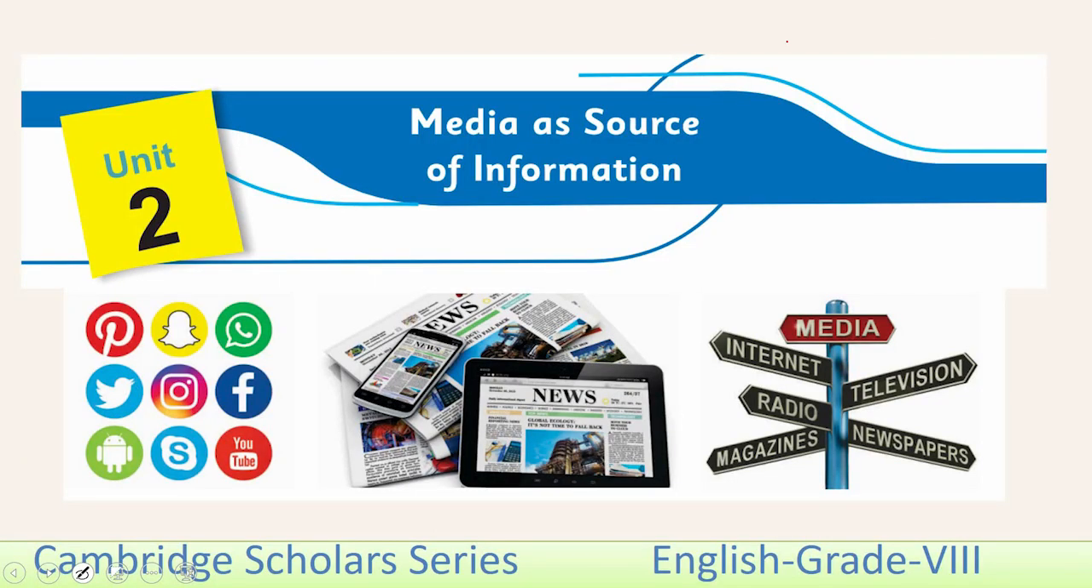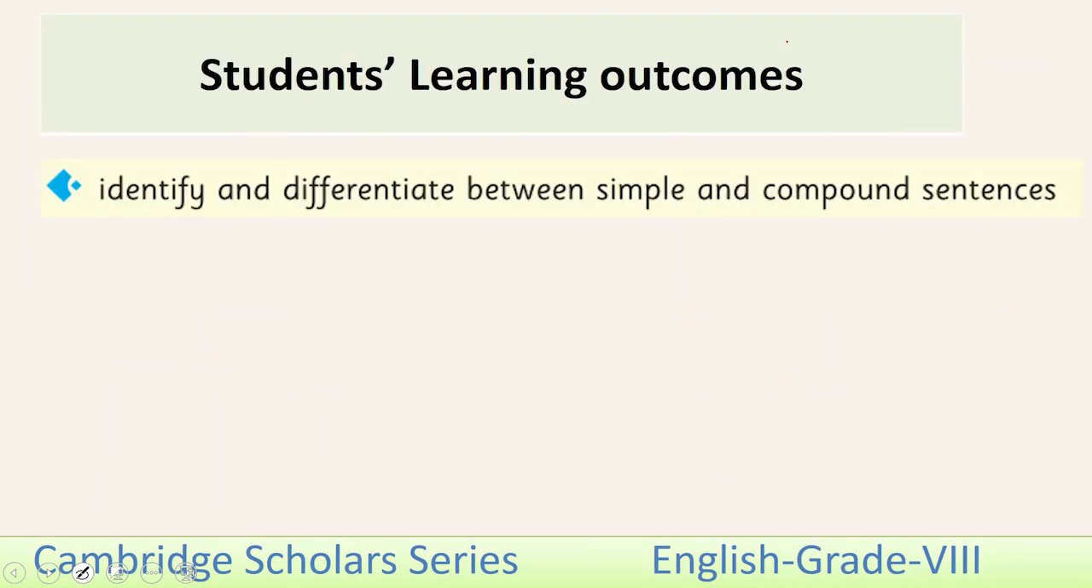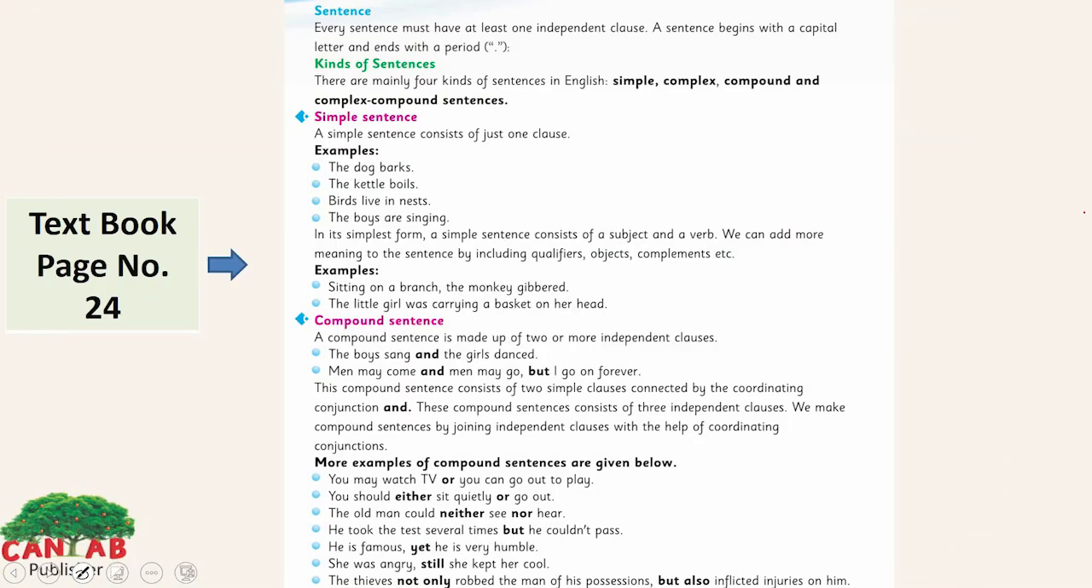We will start our lesson from Unit 2, Media as Source of Information. The SLOs of this lesson are to identify and differentiate between simple and compound sentences. We have discussed the concept of simple sentences. A simple sentence, which is also called the independent clause, gives you full meaning or thought. Now look at page number 24 of your textbook.